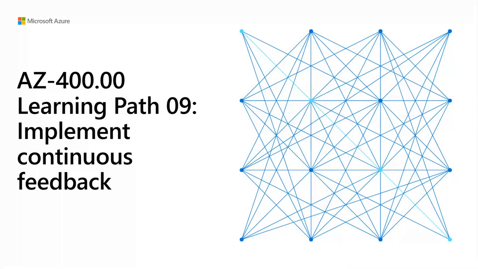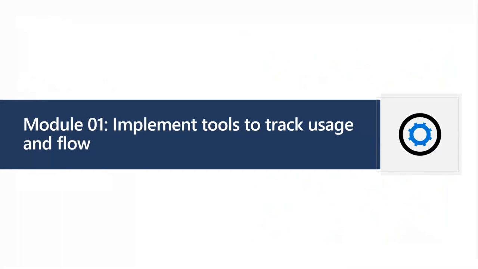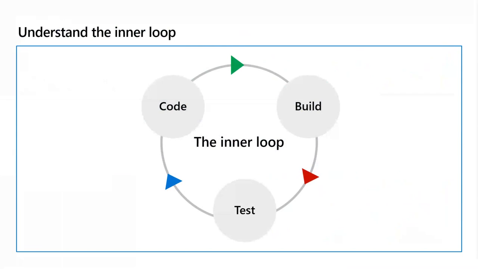Now let's talk about continuous feedback. So how we can get information or how we can get insights from our customers or from the team, because remember that we have to share the knowledge. So let's continue here. First of all, we need to implement tools to track usage and flow. Remember that the inner loop is about iterative cycles: we are going to code, we are going to build something, then we are going to test. Those features are going to be used by our customers. We will get some feedback, and we will continue coding, building, testing, coding, building, testing. So all of this is to improve the quality or to give more value to our customers.